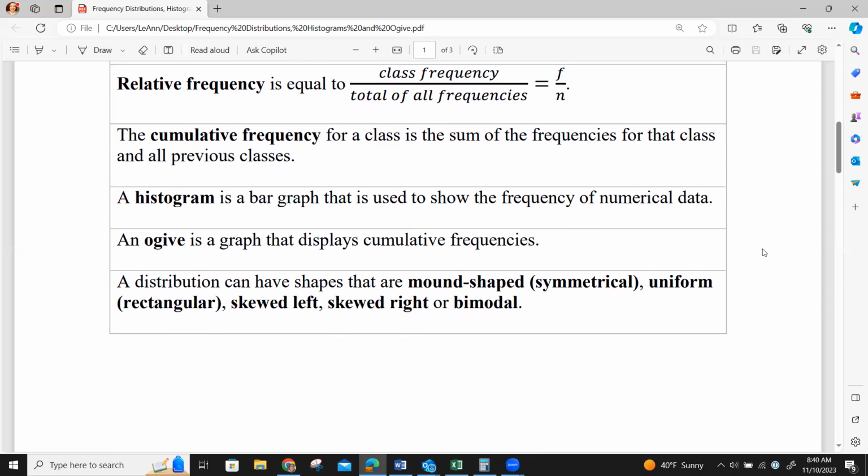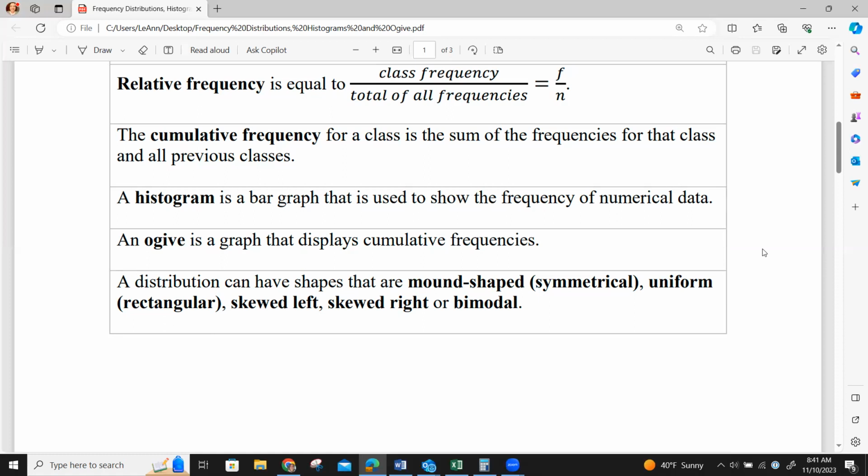And then sometimes you're asked a follow-up question about the shape of your distribution. So your shape could be mound-shaped or symmetrical. Uniform, which is kind of like all the bars are the same height, so it's rectangular. Skewed left means you have some really low data values that are bringing your average down. So what you'll notice is you'll have a tail that extends much further to the left than it does to the right of the mound. Skewed right, you'll have a tail that is much further spread out to the right than the one to the left. And that's also when you have really high values that are pulling your average up.